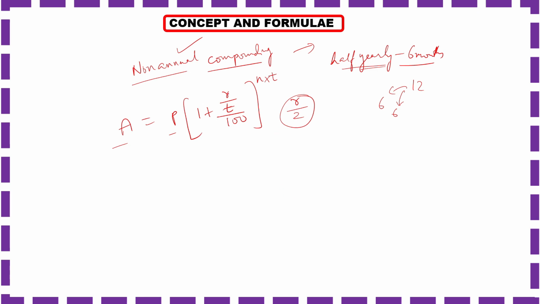So R we will have a value there. R can be 5% per year, that is the rate of interest, right? If it were 10% per year, then it would be 10 by 2, and N into 2, right? So if it is annual compounding, we can directly use the formula as we learnt previously, which is amount is equal to P into (1 plus R by 100) whole power n.